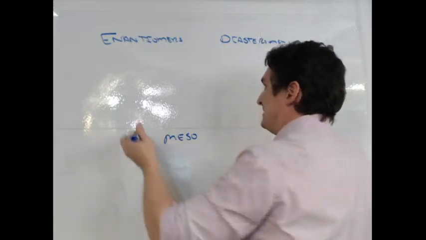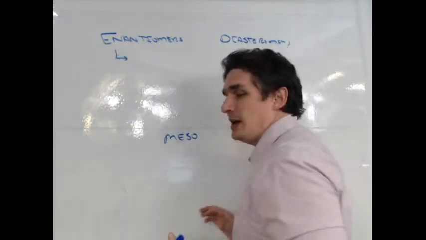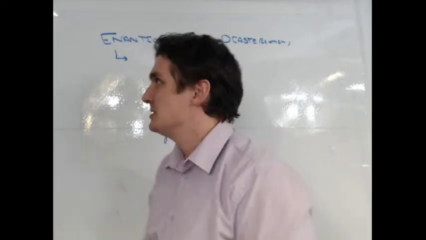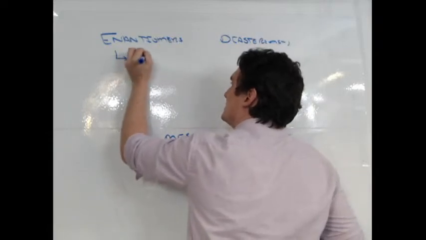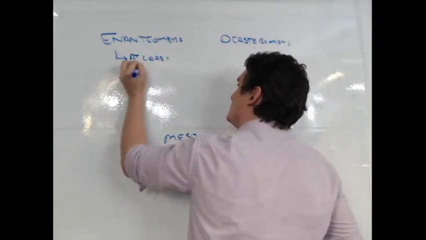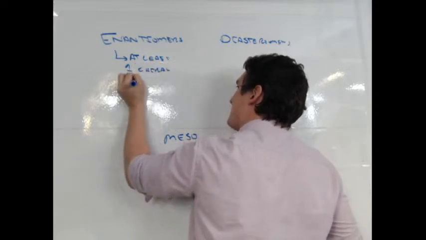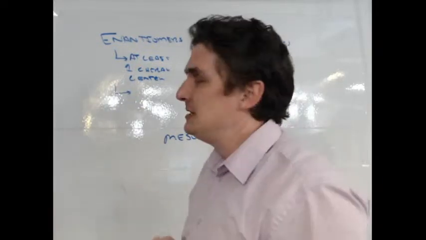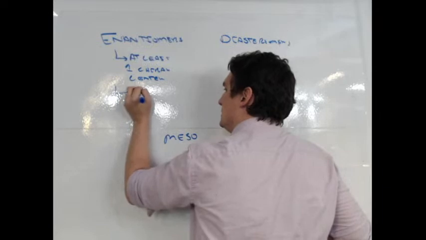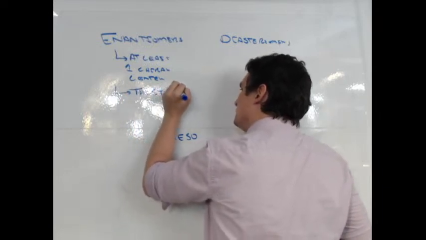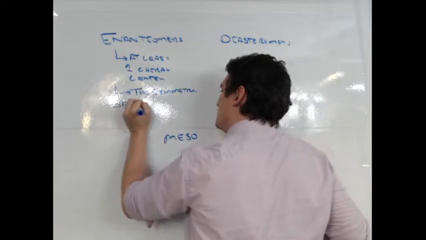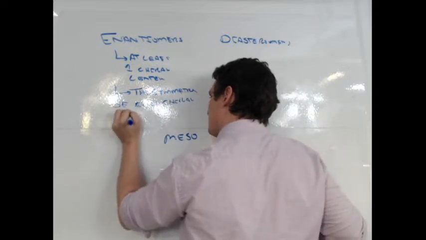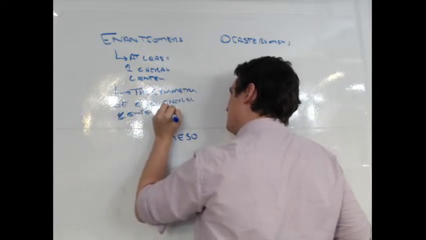So enantiomers are related by chirality. To have an enantiomer, we have to have at least one chiral center. So enantiomers have at least one chiral center. And for two molecules to be enantiomers, the symmetry of each chiral center must be flipped.